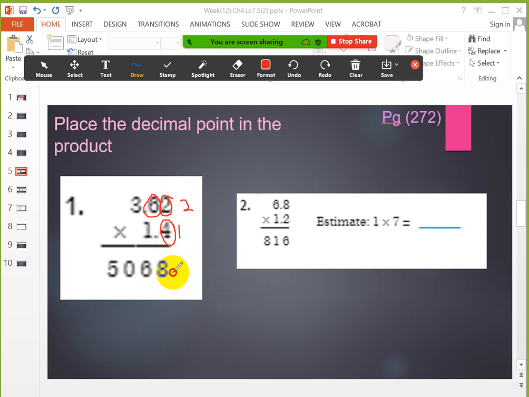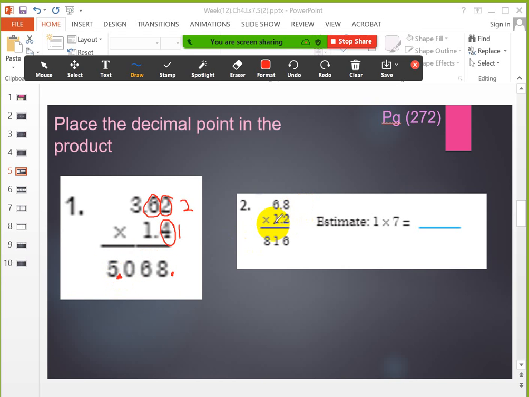So the decimal point will be where? This is the decimal point, always on this side. I have to move it to the left side 3 digits. So it will be after the 0, between the 5 and the 0. Very good. Excellent, Noor. Thank you so much. So 1, 2, 3, the decimal point will be here.